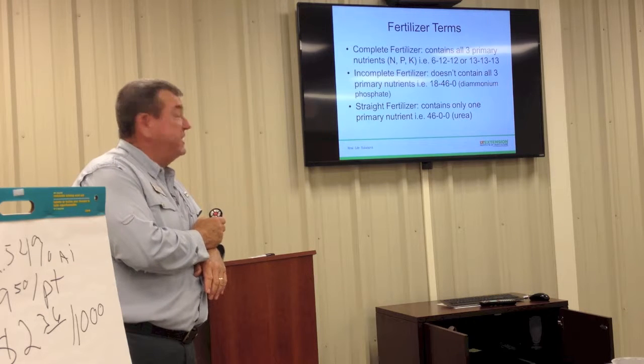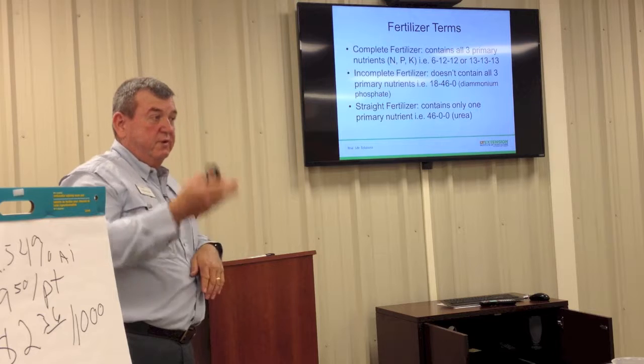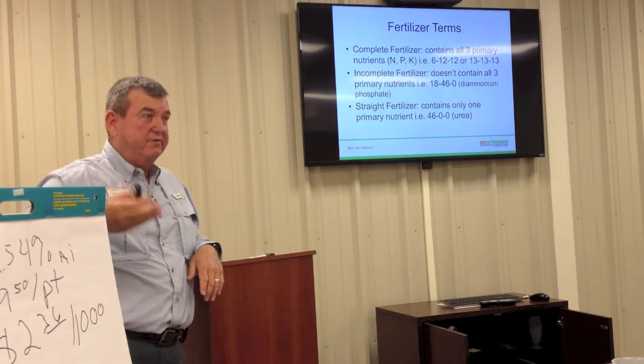So, 6-12-12 fertilizer. That's complete. It's got 6% nitrogen, 12% phosphorus, 12% potassium. Triple 13, 13% of each of those.